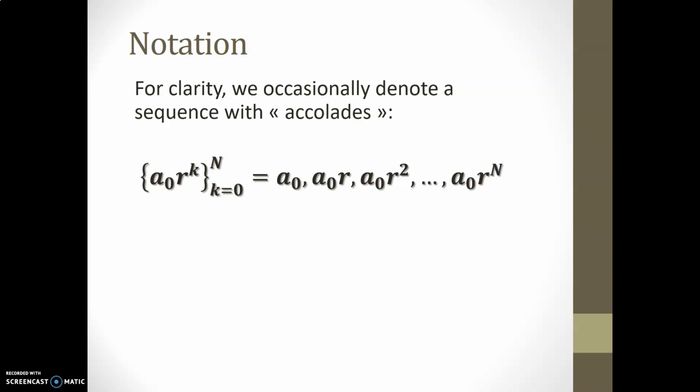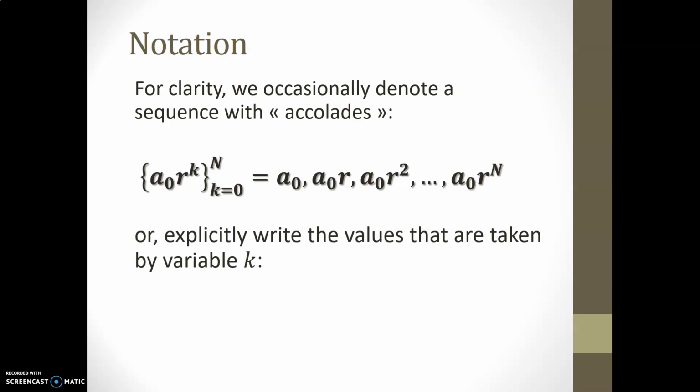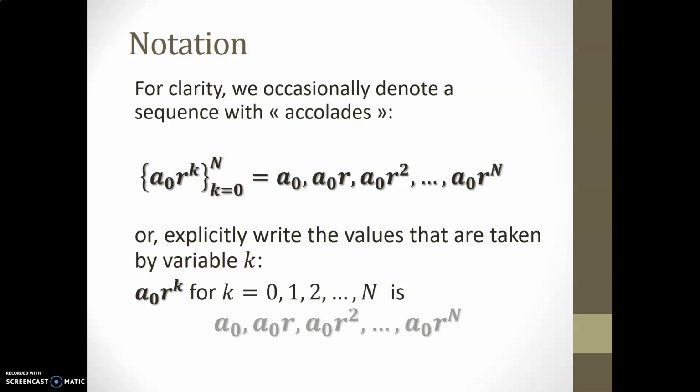As you can see on the right-hand side, A0 times r is what is obtained when k is replaced by 1. When k is replaced by 2, A0 r to the power 2. And according to the upper bound n, we would stop at A0 times r to the power n. We can explicitly just write the values that are taken. So A0 r to the power k, the general rule we're using for k values that are 0, 1, 2, 3, up until n. This would also produce the same sequence of numbers.